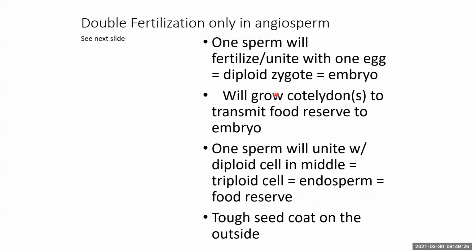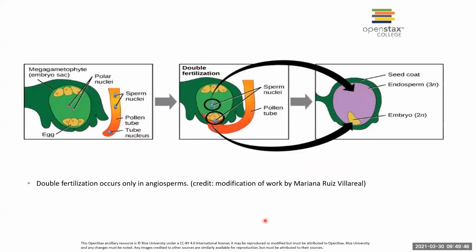And I should note, I said the embryo will grow cotyledons, but that's not the case. This is just basically saying that cotyledons will grow to help transmit food to the embryo. And then you have a tough seed coat to develop on the outside. Okay, so let's look at this figure in more detail. Let's look at this process in more detail.